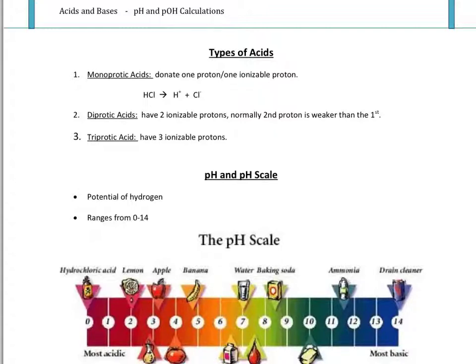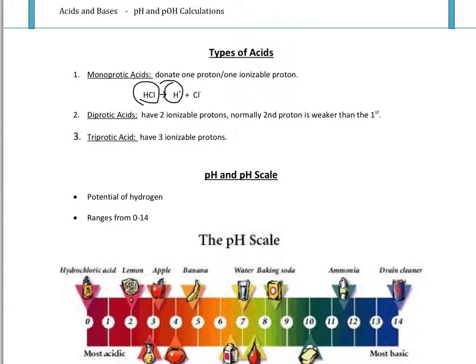A monoprotic acid, as the name, mono meaning one and protic meaning proton, indicates, has only one ionizable proton which it can donate. An example of that would be HCl. It contains only one proton that it can donate, therefore it's a monoprotic acid.